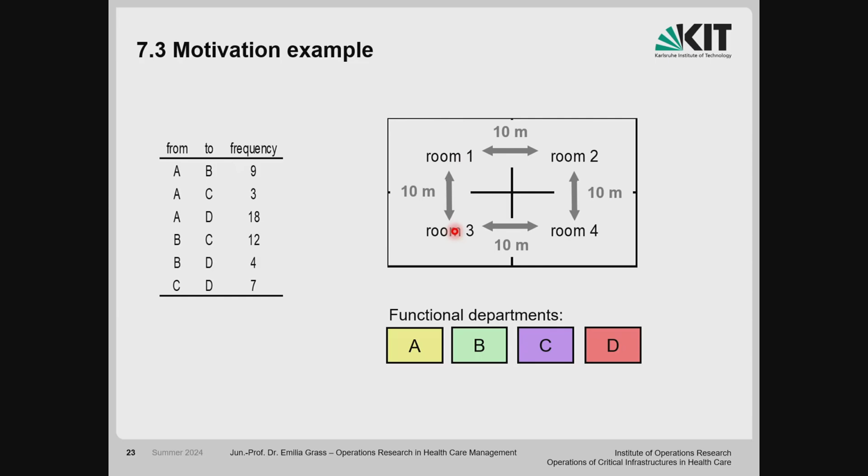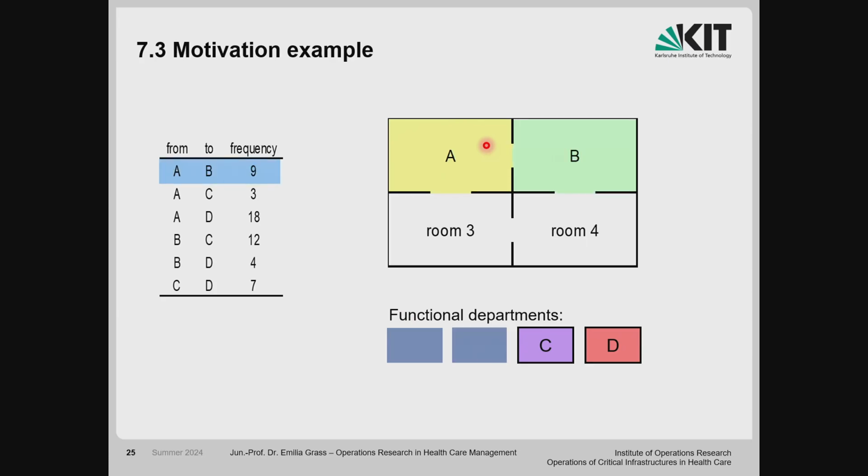So let's have a look at how to arrange that. We could take department A and move it to the first room. Till now nothing has happened, so we don't know if this is good or bad. We then assign B next to it, and now we know that between A and B there is a frequency of 9. We have to travel 10 meters from A to B, and 9 patients per day have to interact with each other. Then we place C next to A.